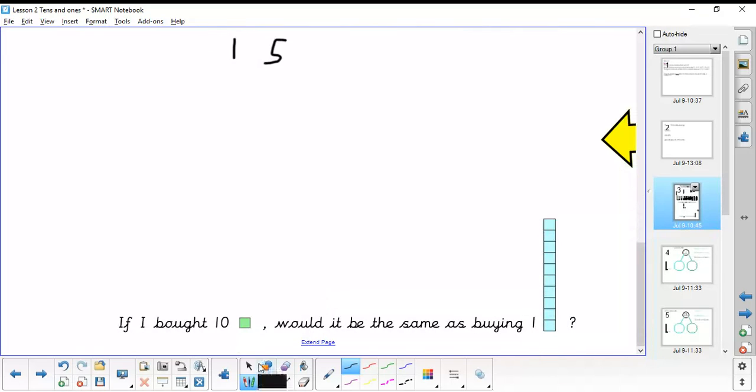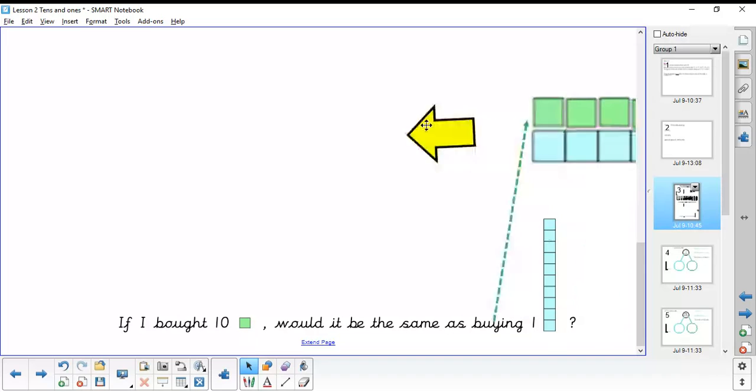Okay. Quick question. If I bought 10 of these cubes, these Dean blocks, let's get rid of that. If I bought 10 of these Deans, would it be the same as buying one of this 10? If I bought 10 of these green Dean blocks, would it be the same as buying one tower of this 10? Have a quick think.